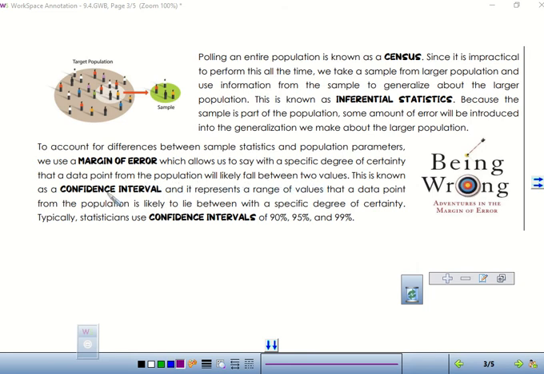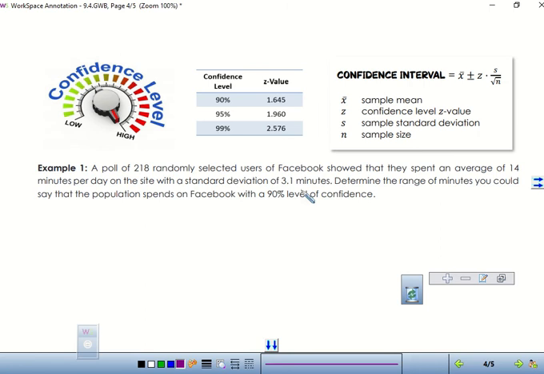This is known as a confidence interval, and it represents a range of values that a data point from the population is likely to lie between with a specific degree of certainty. Typically, statisticians, I can never say that word, use confidence intervals of 90, 95, and 99%. Each of the common confidence levels has a specific z-value that corresponds to it.